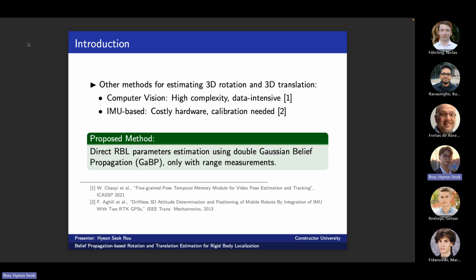But also then we have the IMU base, so this inertial measurement unit, which can be positioned at the rigid body, and that can estimate directly the acceleration, the rotation values and the translation values. However, of course, this means that all of the rigid bodies will have to incorporate this hardware by themselves, which could also be costly.